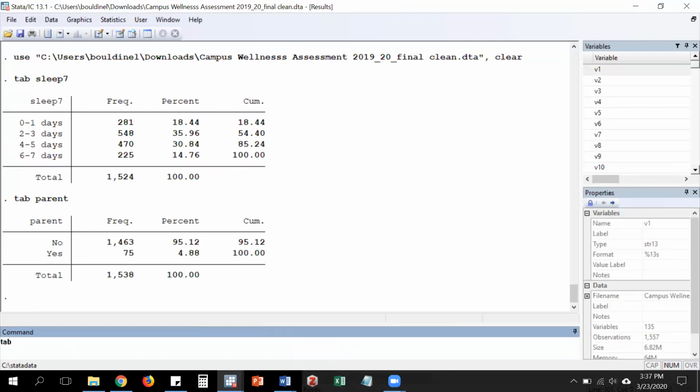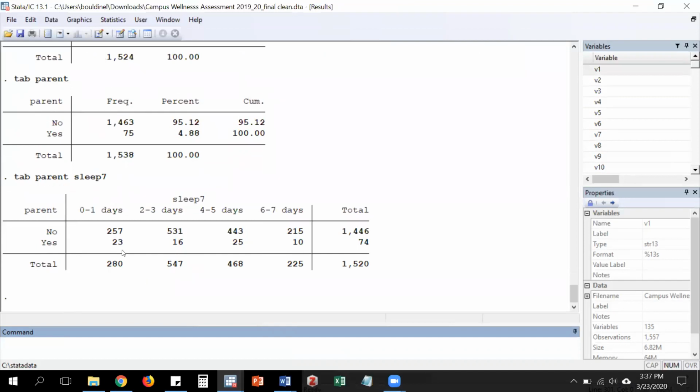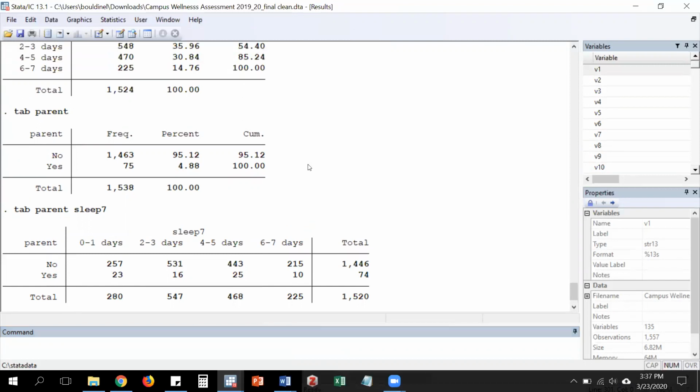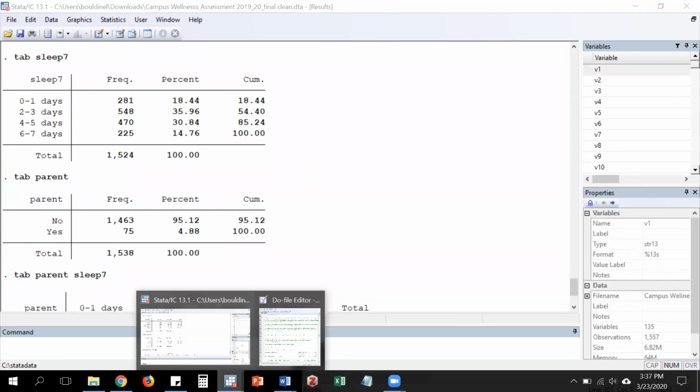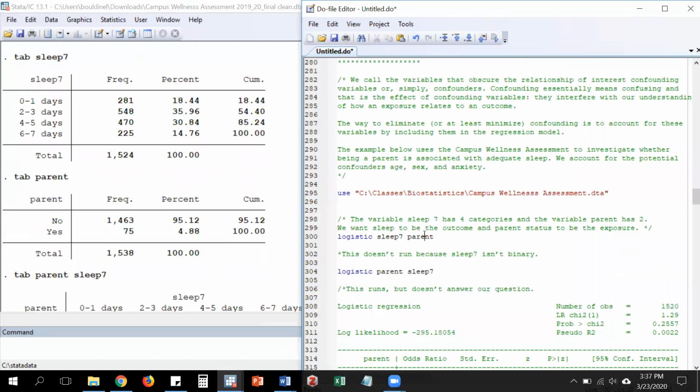And as I said above, we want to at least make sure that we don't have any zeros in cells here. So let's cross tab those 2. Good news, no zeros. We can certainly run this crude model, the model that just has parent and sleep in it, and that's a good starting point for this.